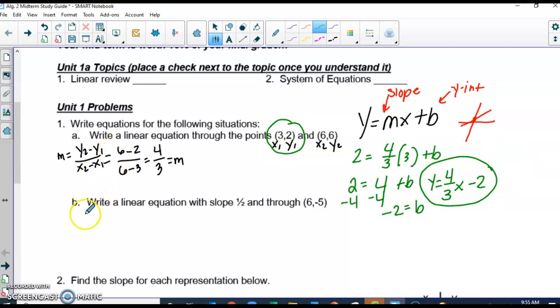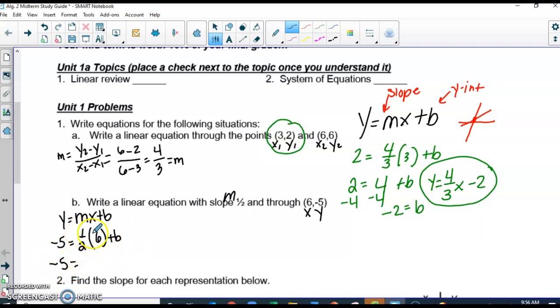Moving on to 1b, again, I'm writing the equation of the line, so I'm using that mx plus b, but this time they give me my slope. They say that m is 1/2, and then they give me an x and a y to plug in again. So I have y equals mx plus b, and I'm going to plug in what I know. I know my slope is 1/2. My y that they gave me is -5. My x is 6. I don't know what my b is, so I just bring that right down.